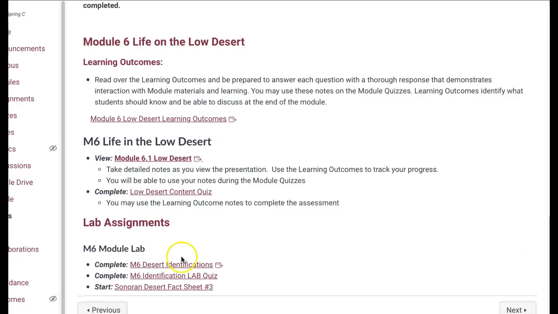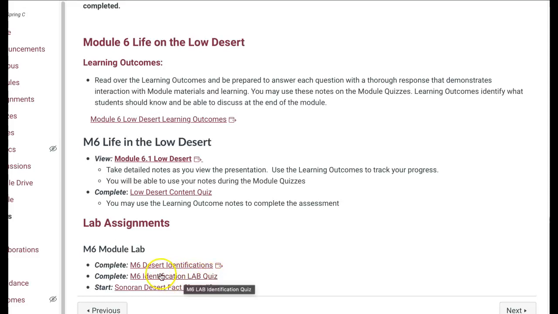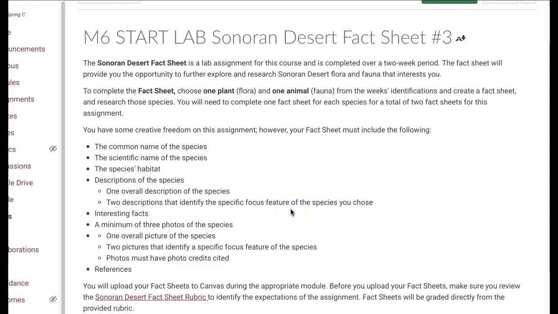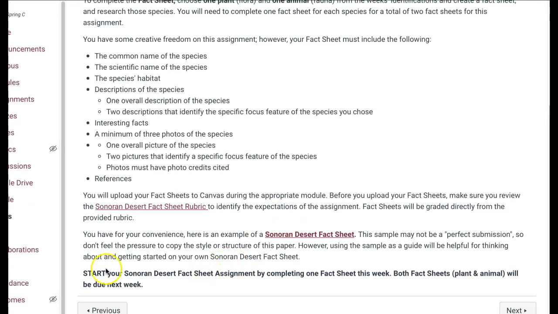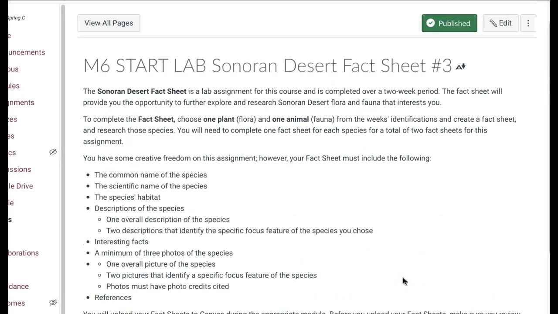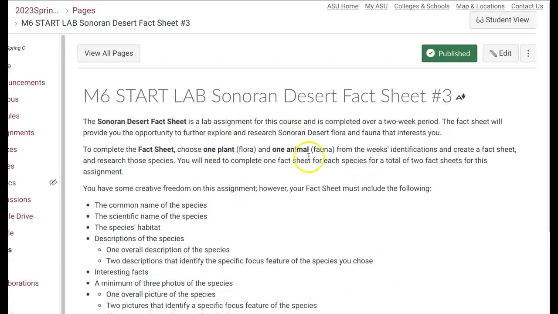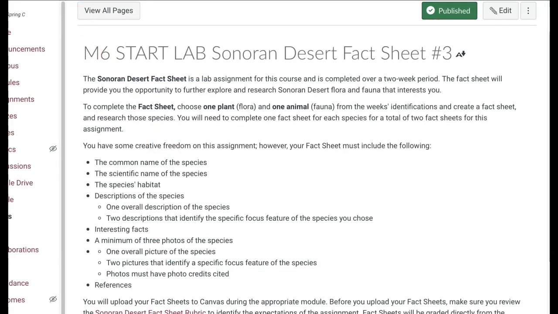All right, and then the next part is you complete your lab quiz, but then you're also going to start your Sonoran Desert fact sheet. So remember that these are done over a period of 2 weeks, but you should start your Sonoran Desert fact sheet by completing one fact sheet this week, and both fact sheets, plant and animal, will be due next week. So it's a good idea to get started on it this week. And remember, take a look at that rubric to be sure that you're following all the directions. All right, so that sums it up for Module 6.